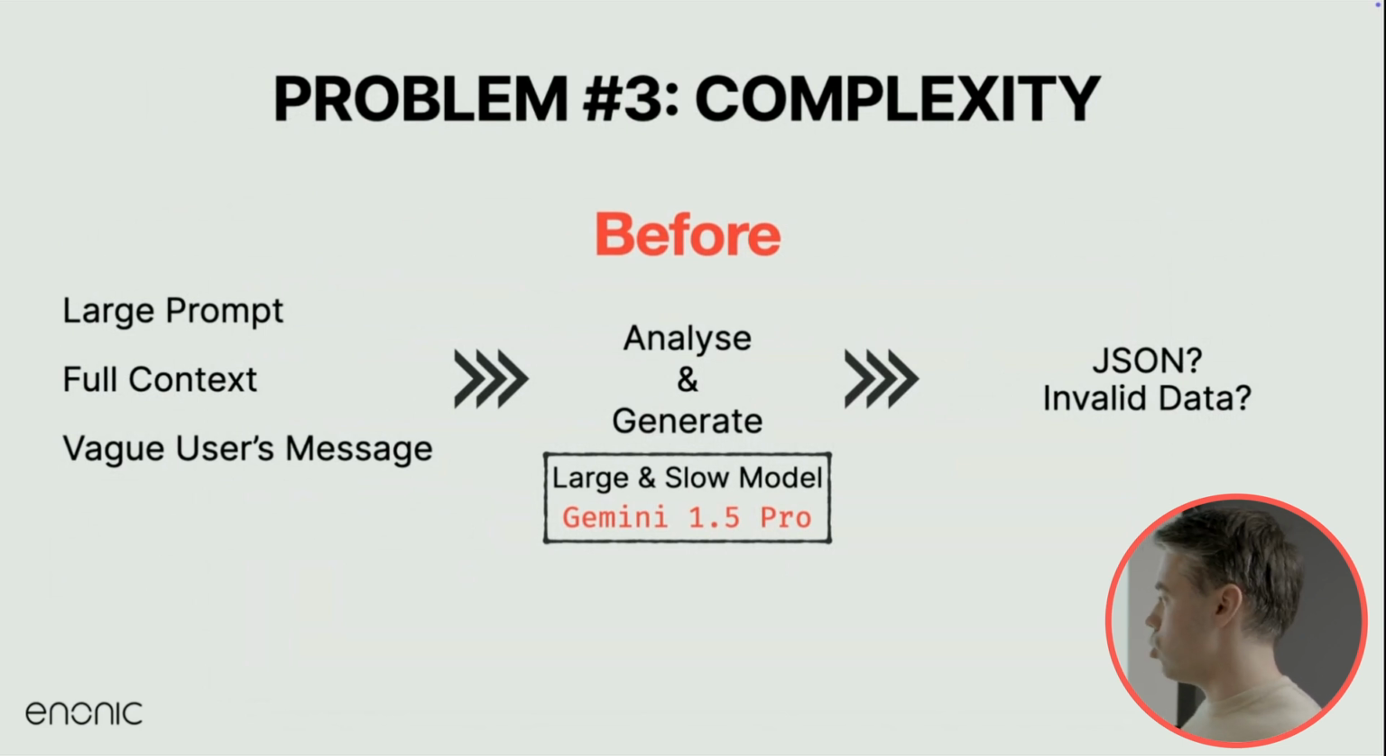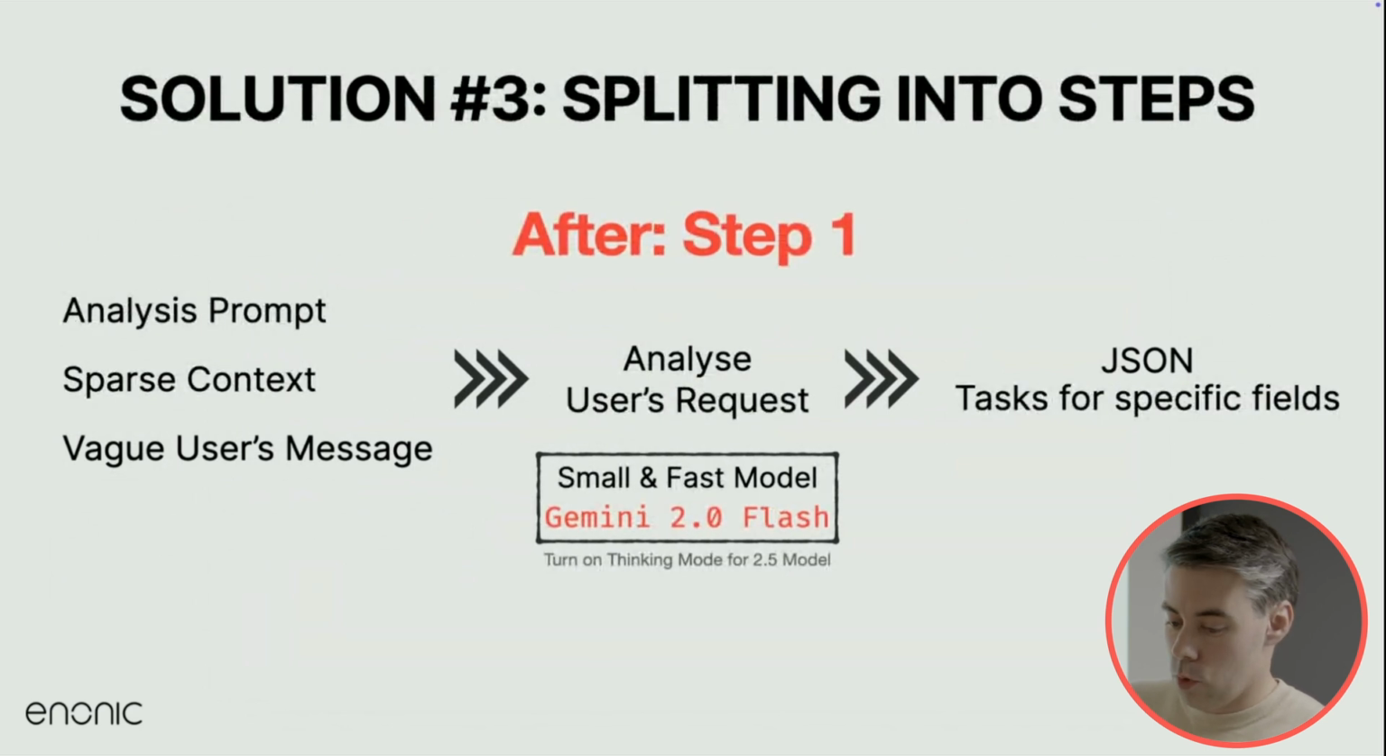But it was incorrect. It can provide a valid JSON, because we fixed it on previous step, but the data was not something that we expected. And how did we actually fix it? We decided to beat one genie using another genie. We split it into several steps.